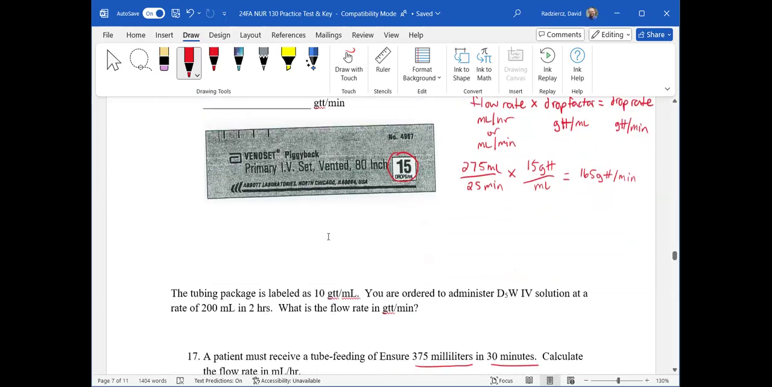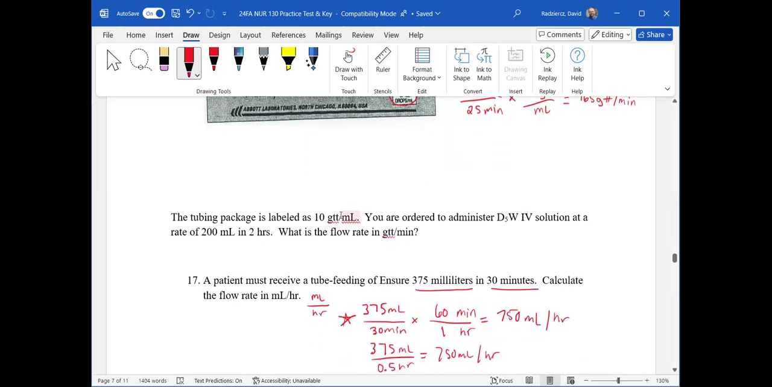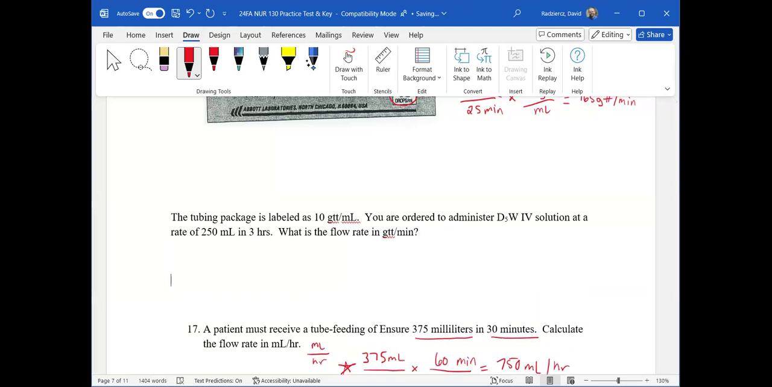All right, so let's look at some of the other examples here. Here's another one. So I'll leave the drop factor at 10. Let's say this is 250, and let's say it's 3 hours. So I'm trying to make this a question that'll give us a little bit more of a challenge. So again, what's my flow rate? It's 250 milliliters. And then it's 3 hours.